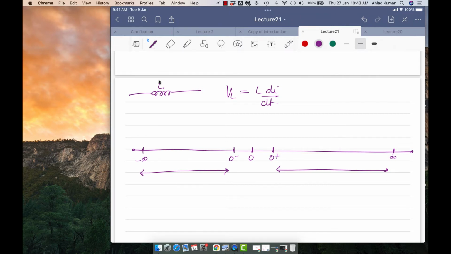Right. So you can see in the steady state the current will be a constant value. So L di by dt will be 0, and that will give you a 0 here. Once it is 0, it means the voltage is 0. Voltage is 0 only in the case of a short circuit. So the inductor will be replaced by a short circuit here, and similarly here also it will be a short circuit. Okay. Now comes the transient part.